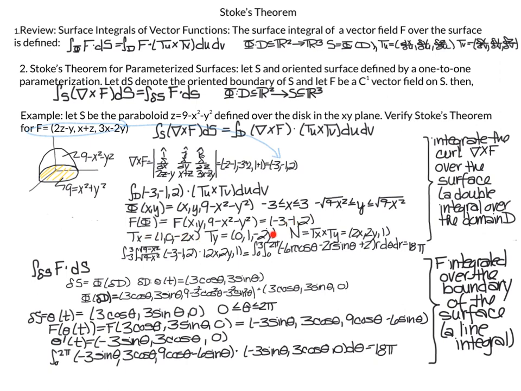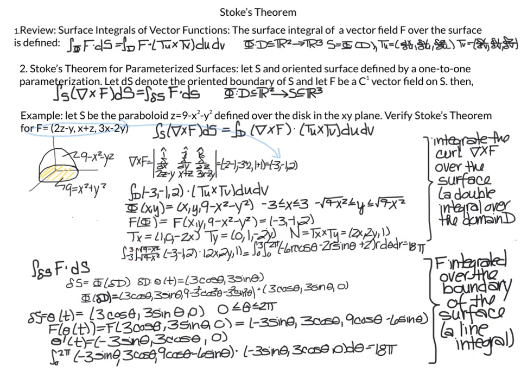Now I can calculate my tangent vectors. Here I have Tu and Tv, but my parameters depend on x and y. So Tx, the partial derivative with respect to x, is going to be 1, 0, and minus 2x. The partial derivative with respect to y is going to be 0, 1, minus 2y. Then my normal is going to be Tx crossed with Ty, which is 2x, 2y, and 1. And then I can plug into my integral. It's my curl dotted with my normal here. And then I use my limits of integration, which are given here.